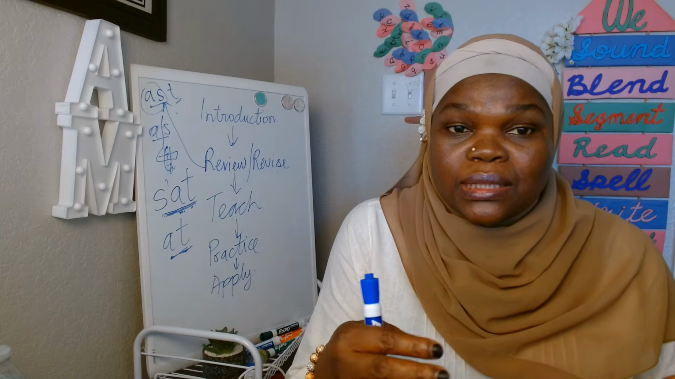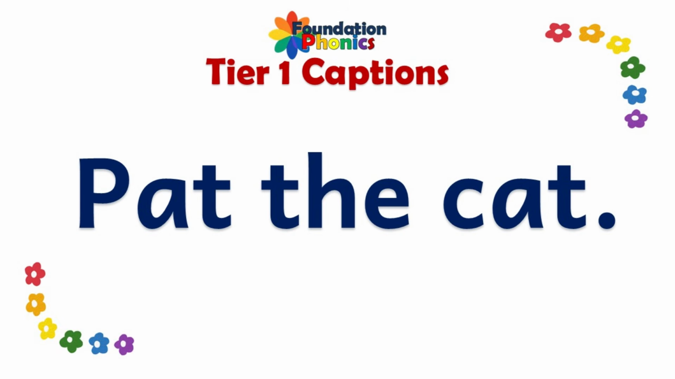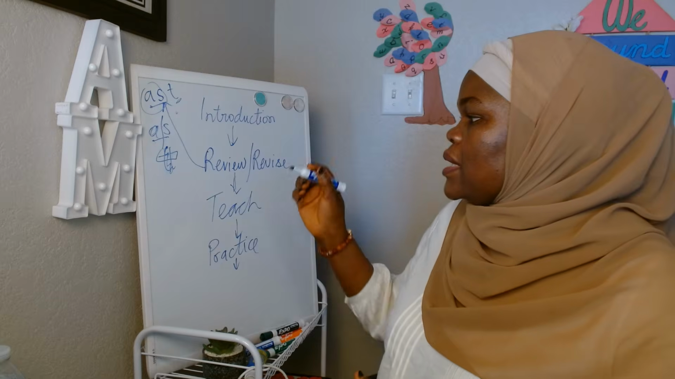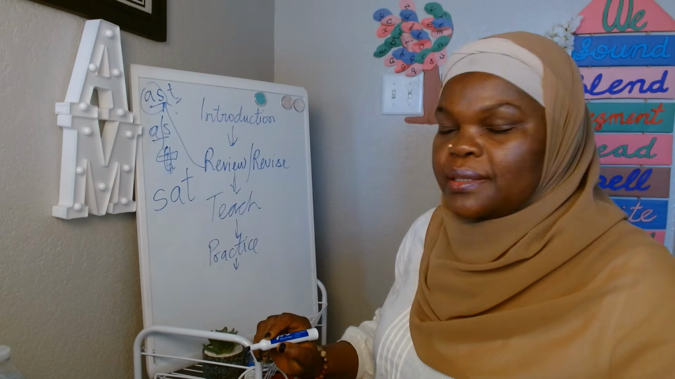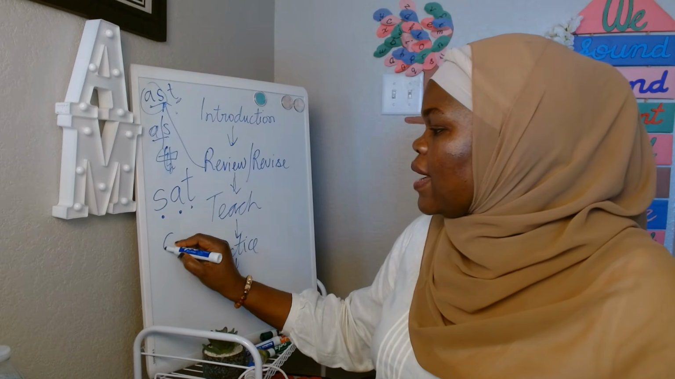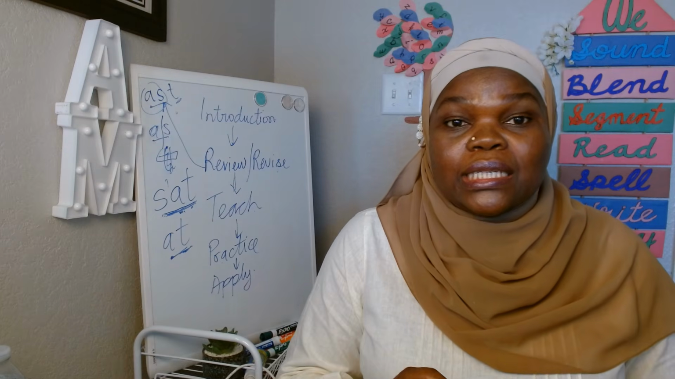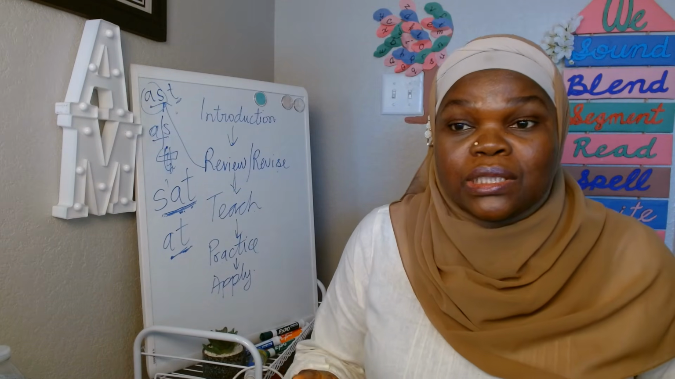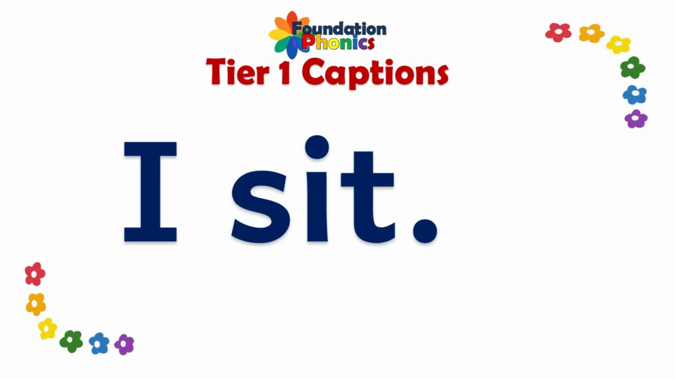And words containing the new letter, for example, pat the cat, like you want to pat the cat. For example, when you have a sound button beneath each sound, there is no point in teaching if you can't apply them in real life situations. I is a tricky word. Then sit, I sit.